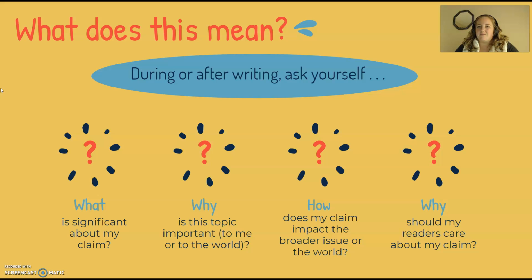So what does this mean? This means that while you are writing, or maybe after you're writing, you want to be asking yourself these big questions. The questions you should be asking yourself include, what is significant about my claim? So you should always be thinking, okay, why is my claim worth sharing? Is it really worth writing about? Think, why is that topic important to you or to the world? How does your claim impact the broader issue or the world? Actually explain that to your reader. And then, why should my readers care about my claim?